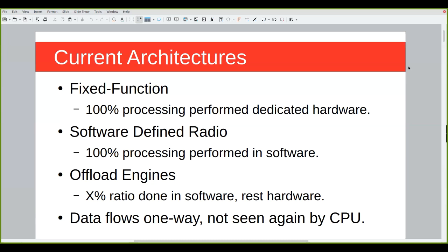But these three techniques all share the same downside. Once the data is passed from software to hardware, the data is never seen again by the CPU. You can't have bits of it software, bits of it hardware. It's all software, then hardware.